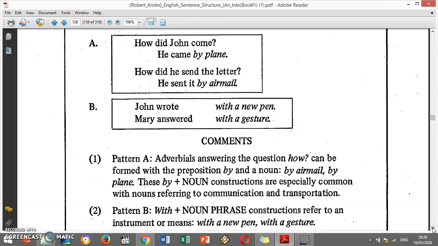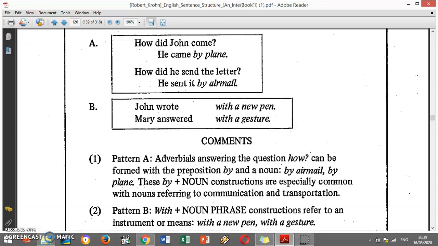Jadi untuk pattern A sendiri ini, biasanya dia menggunakan pattern A ini untuk membicarakan alat komunikasi dan alat transportasi. Means itu artinya alat atau sarana, like that.